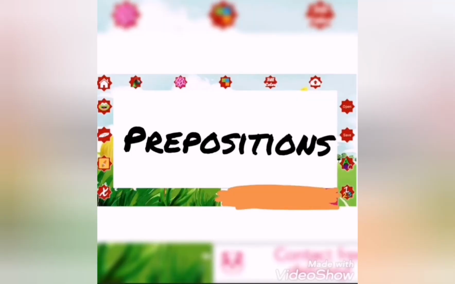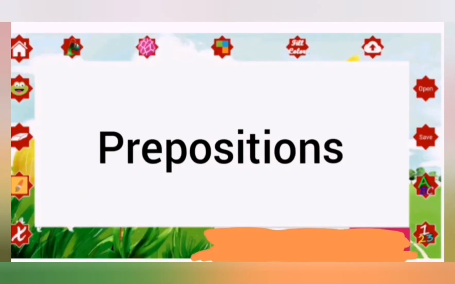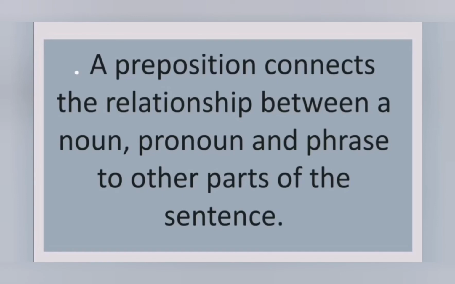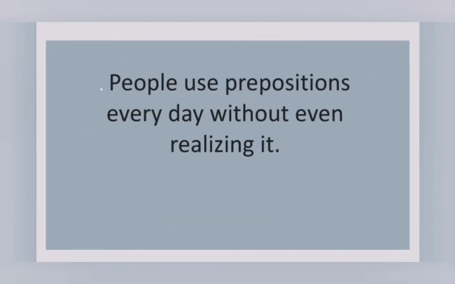The next part of speech is the preposition. What is a preposition? A preposition connects the relationship between a noun, pronoun, or phrase and other parts of the sentence. It means that they connect the parts of the sentence together.